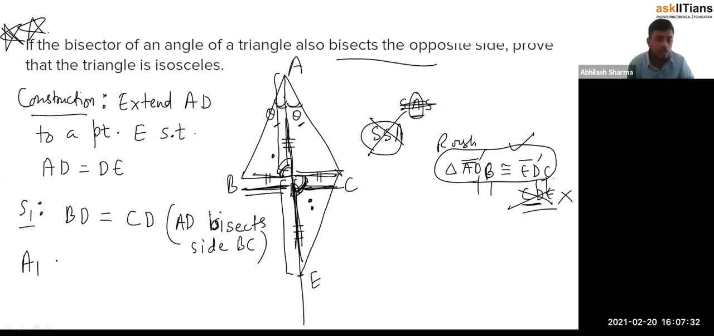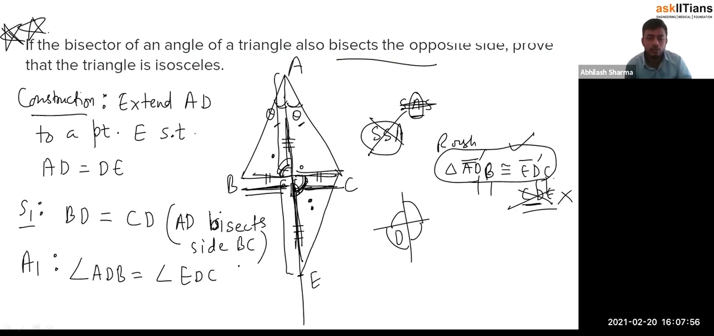Now comes angle. Angle, how will we write? We just can't write angle D alone because then it will be confusing. If this is the point D, angle D can mean this also, angle D can mean this also, angle D can mean this also. So we can't just write D. We will have to name the complete angle. So angle ADB equal to angle EDC, and what logic will we provide? Vertically opposite angles are equal.